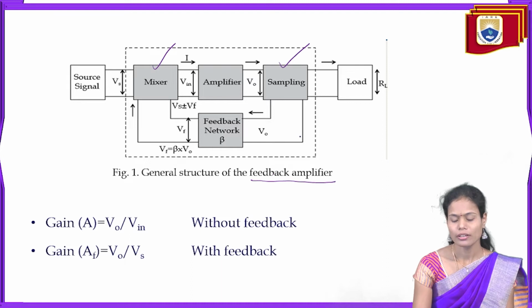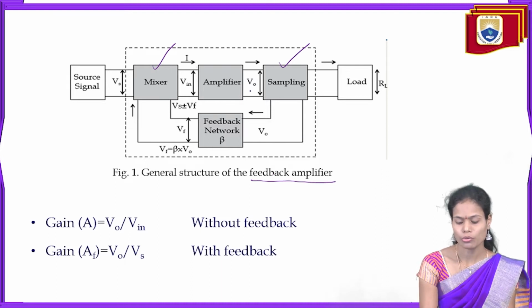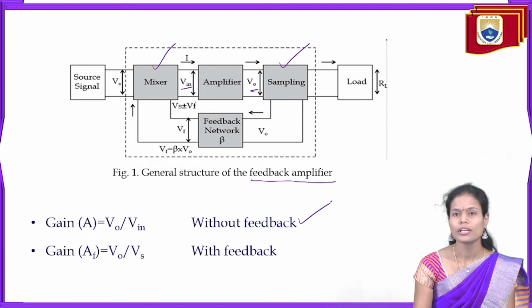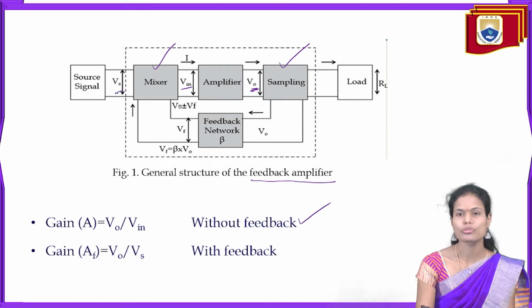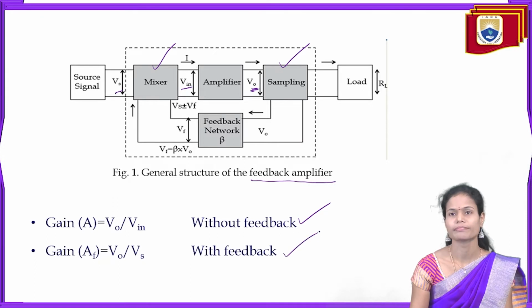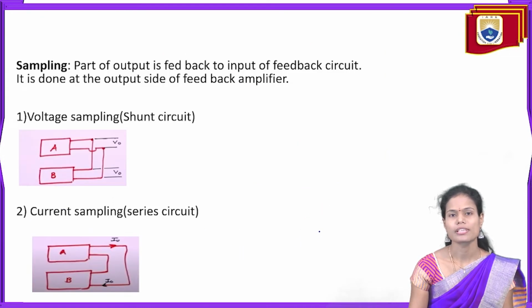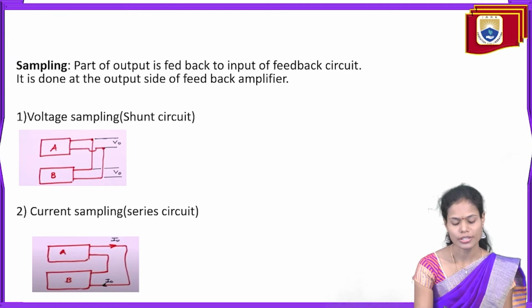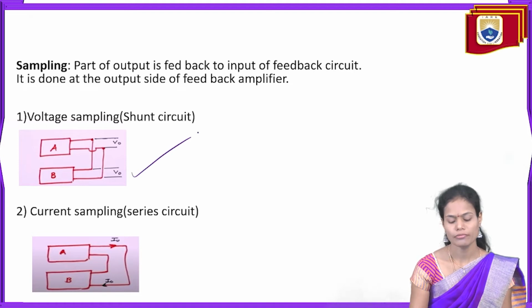So here, gain without feedback is output voltage by input voltage. If we calculate the gain with feedback, that is output voltage by source voltage Vs here. And this sampling is different for voltage and current. If you are going for the voltage sampling, then it is the shunt circuit, and we are going for the shunt sampling. And if it is the current sampling, we are going to connect the series circuit.